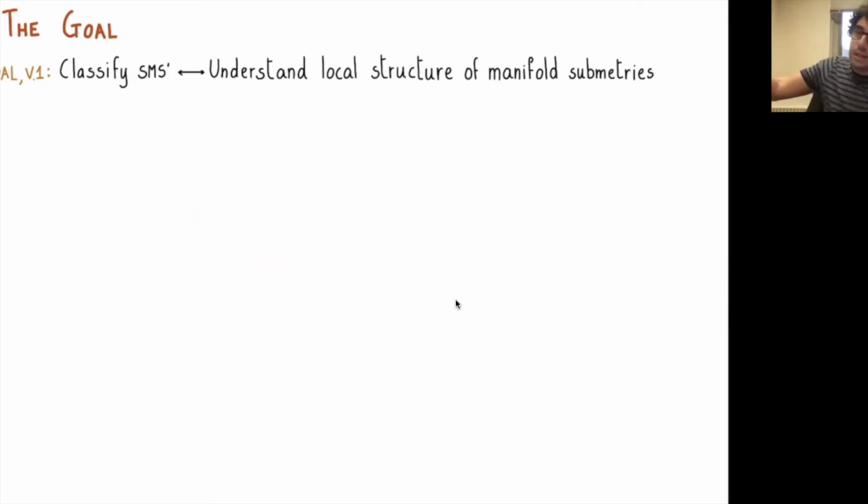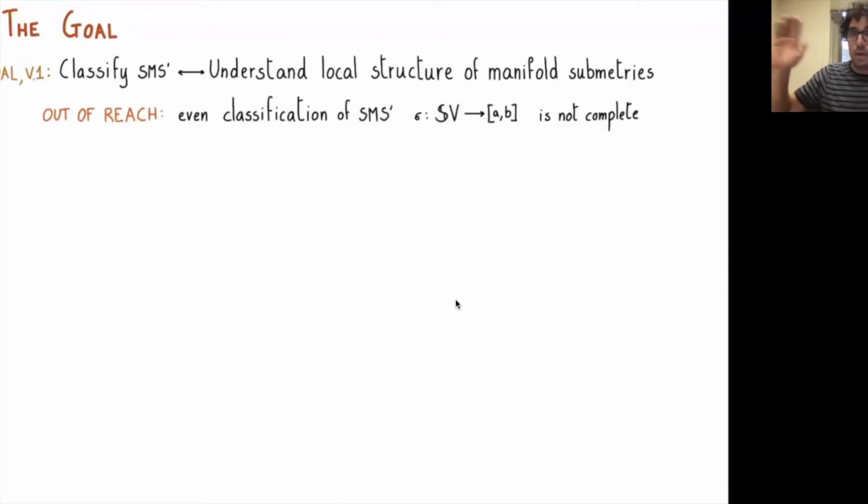Okay, so right. The primary goal, that would be very nice to reach, is to have a complete classification of these singular manifold submetries, which is going to give a complete understanding of the local structure of what these manifold submetries can look like, and which is going to give structural results for a bunch of situations in which these manifold submetries appear naturally. Unfortunately, this goal is at the moment far from being reachable.